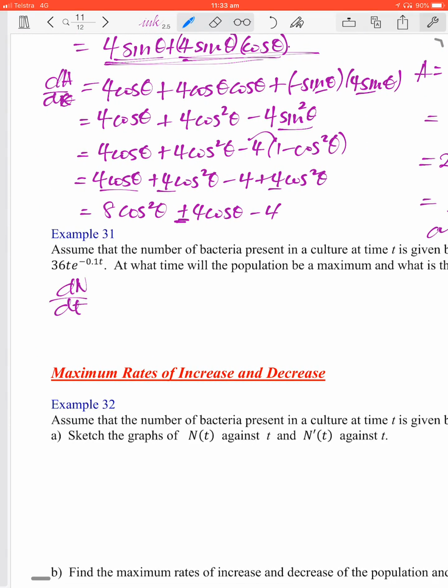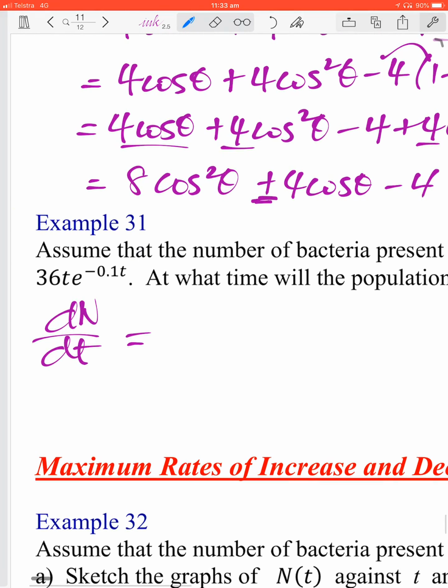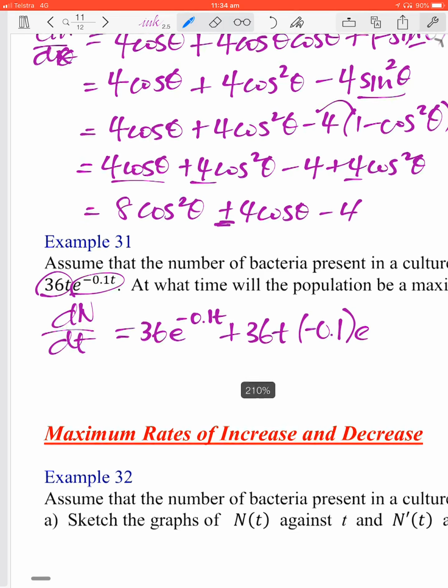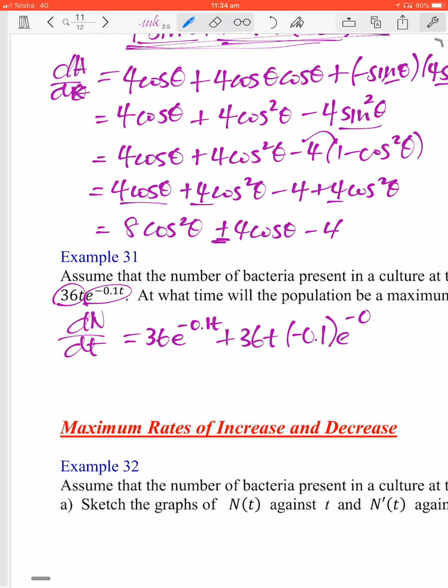So dn/dt, now if we differentiate 36t, we get 36 and leave that alone, e to the negative 0.1t. And then if we differentiate the exponential and leave the 36t alone, we get 36t times negative 0.1 e to the negative 0.1t. Okay, so we can take out that as a common factor and also the 36.